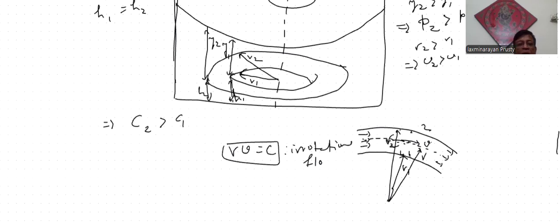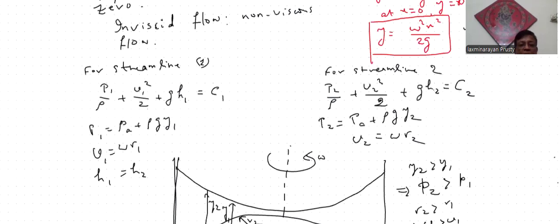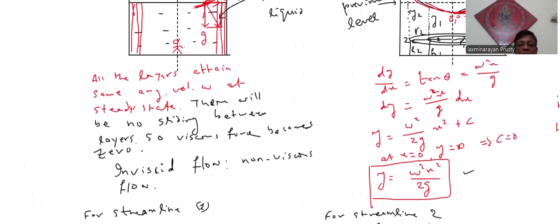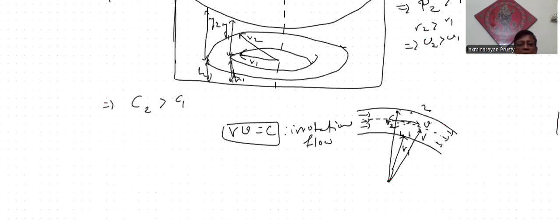For rotational flow, what is constant? Omega is the same. So here I'll write V by R is omega, which is constant. V by R is constant for this. But in irrotational flow, VR is constant. Are you observing? VR is constant in irrotational flow.